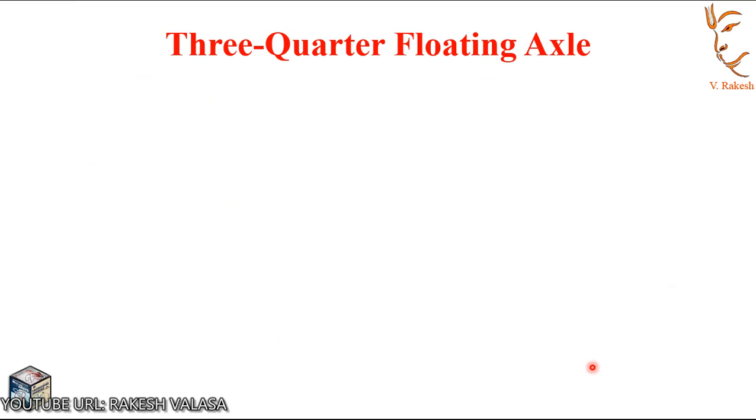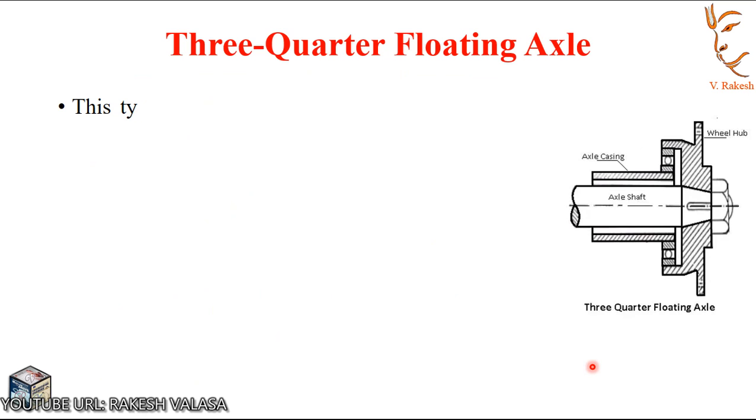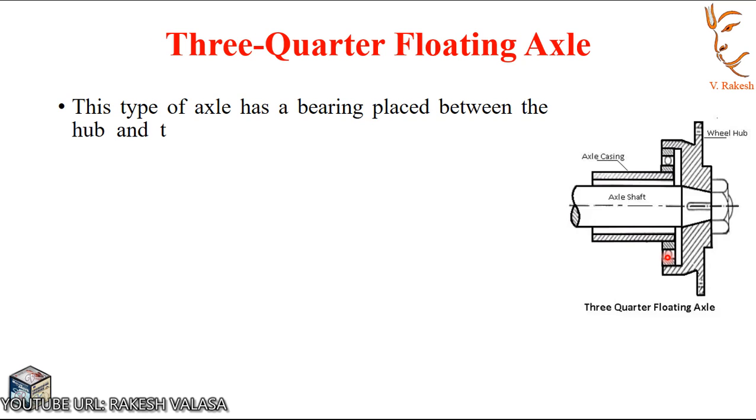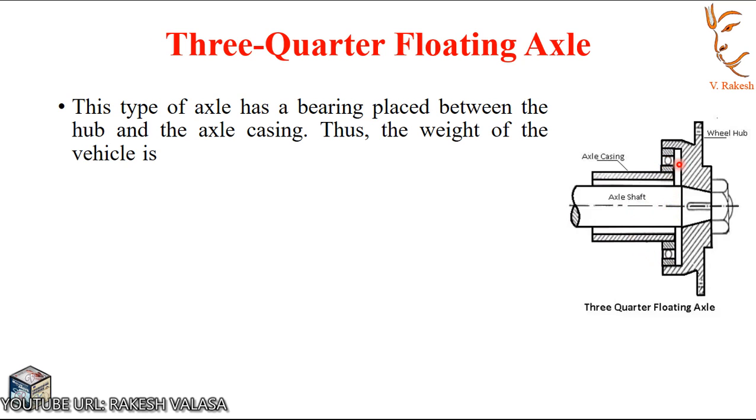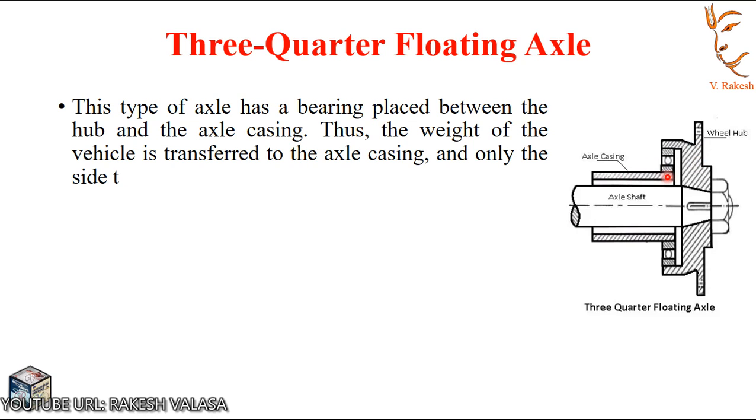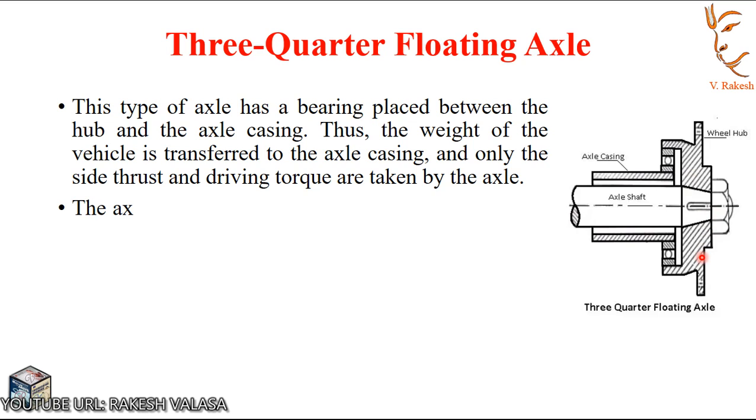Next one is three-quarter floating axle. Let us see this figure. This type of axle has a bearing placed between the wheel hub and axle casing, so that the weight of the vehicle is transferred to the axle casing and only the side thrust and driving torque are taken by the axle.